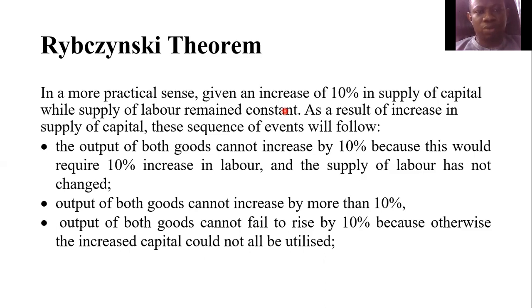The output of both goods cannot increase. We definitely know that the output of both goods cannot increase, because it would require a 10% increase in labor as well for the output of both commodities to increase. Output of both goods cannot increase by more than 10%. Output of both goods also cannot fail to rise by 10%, because otherwise the increase in capital will not all be utilized.